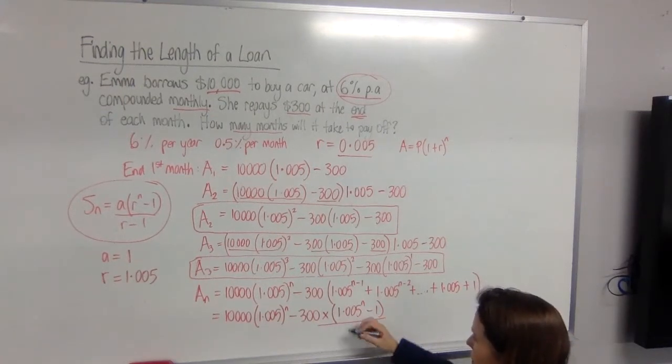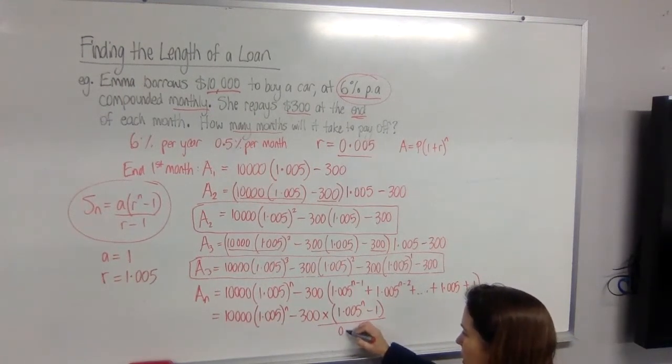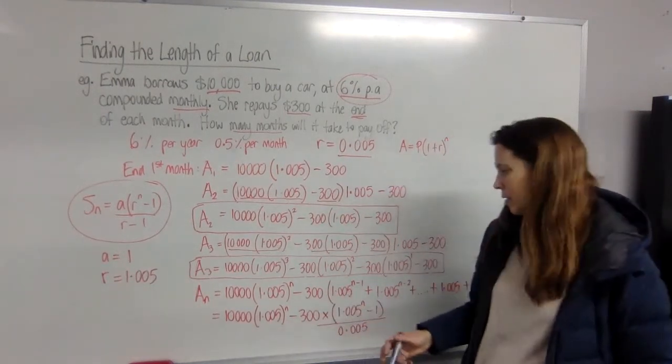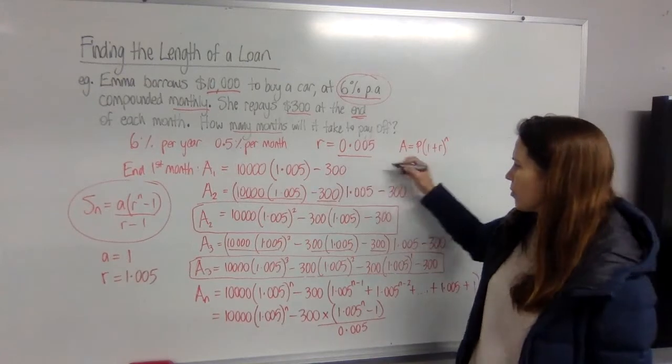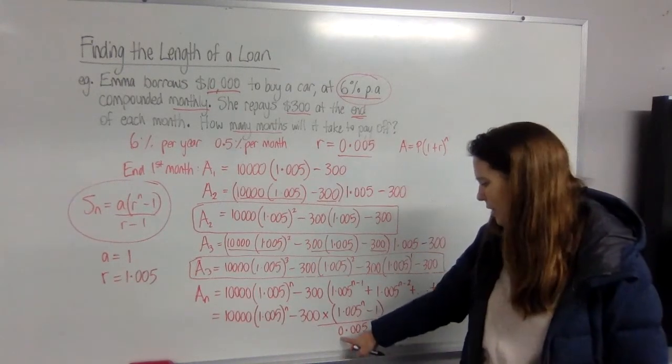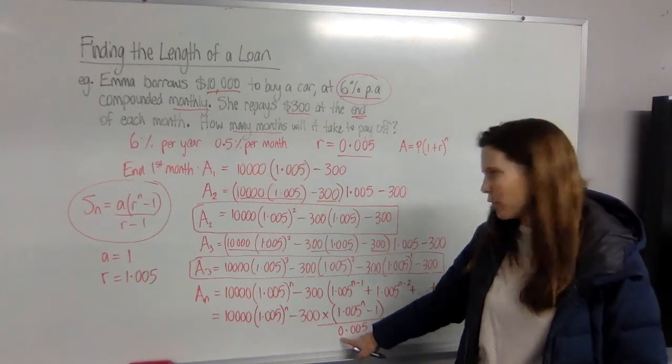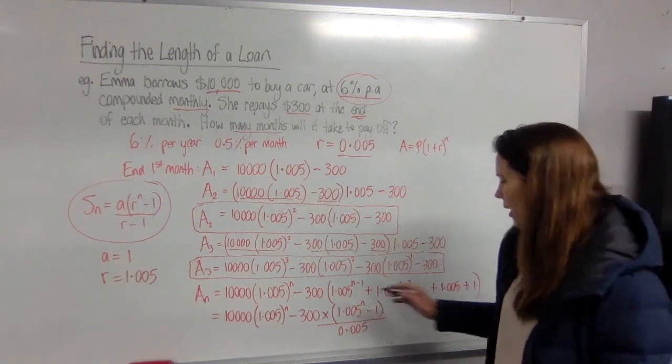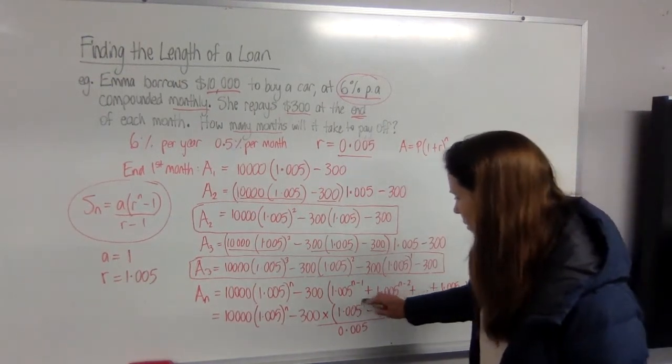Now, R minus 1 can be easily written like that. You can write 1.005 minus 1 if you want, but I think it's pretty easy to take 1 off the number just by putting a 0 at the front. Okay, now this is a pretty good formula.